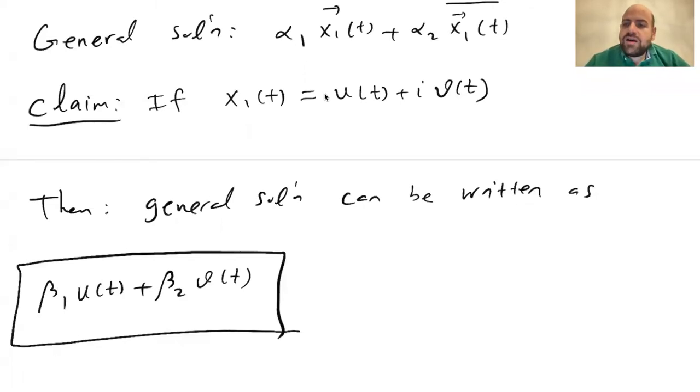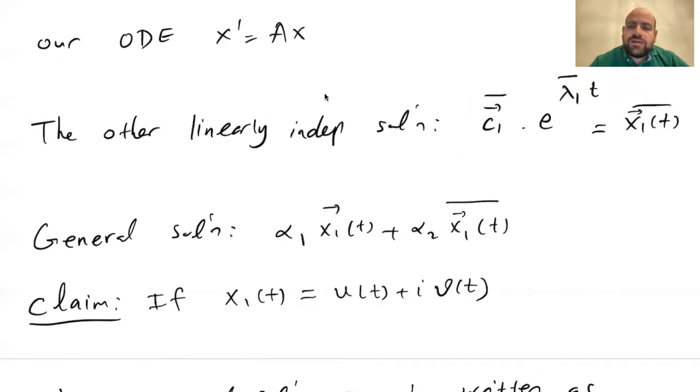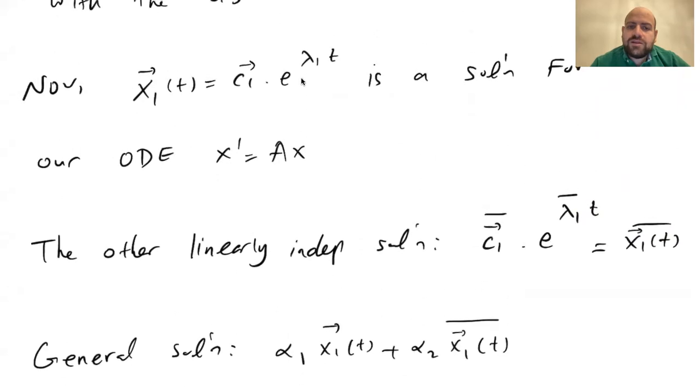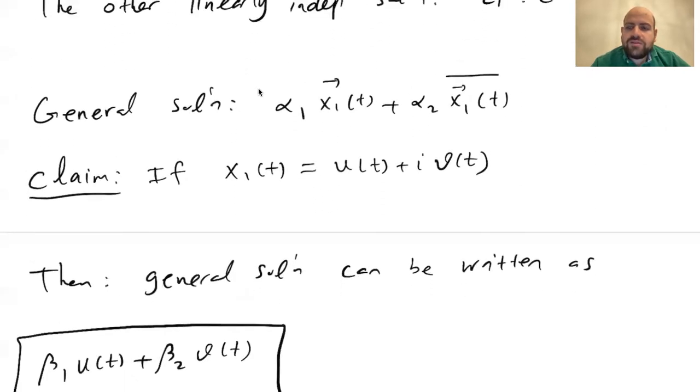need to write one of the linearly independent solutions, let's say X1 of t, which can be written as C1 times e to the power lambda 1t. Just write it this way. But here, remember, C1 and lambda 1 are complex valued numbers. And this is complex valued number. This is complex valued vector. So X1 of t will be a vector with complex valued elements. So I can write it as u of t plus iv of t.